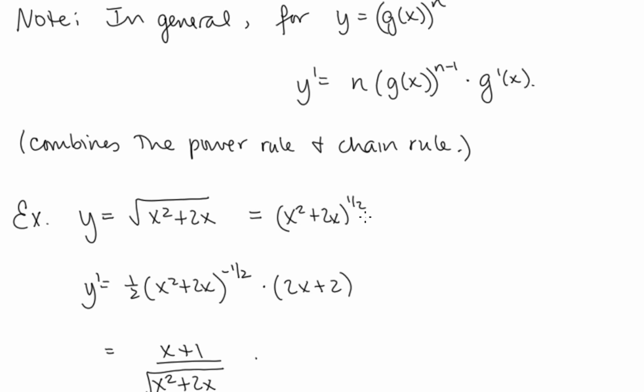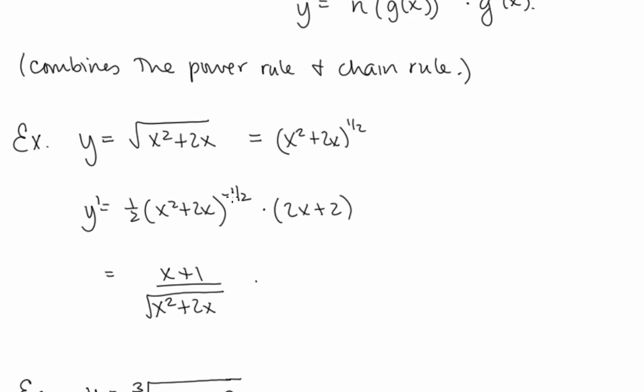Now let's use the chain rule on this. The 1/2 is going to come down in front. We're going to have 1/2 times x squared plus 2x to the negative 1/2 power. We're subtracting 1 from this exponent, so we have negative 1/2 here. And again, because this is not just an x, it's a function of x, we have to take its derivative. That's what the chain rule says. So we're going to have 2x plus 2 here. And now we just want to simplify. Notice we have a negative exponent here, so we want to bring this x squared plus 2x down into the denominator to the positive 1/2 power, or under a radical.